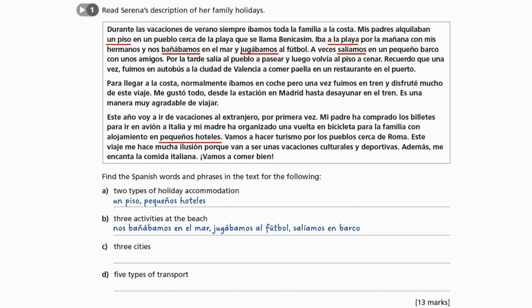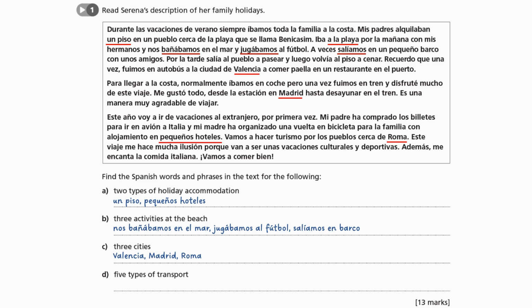For question 3, we're looking for cities. Now, luckily, these are usually cognates or near cognates, and if you know anything about Spain and the geography of Spain, then you might recognise a couple. So the first one we can see is Valencia. We then have Madrid, which is the capital of Spain, and our final city is not actually in Spain, it's Roma, which is Rome, the capital of Italy. So we're going to write down Valencia, Madrid, and Rome.